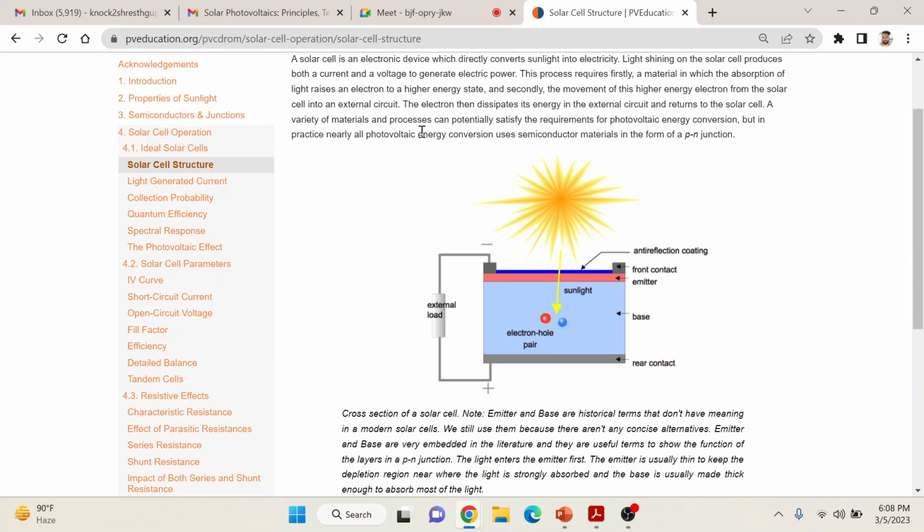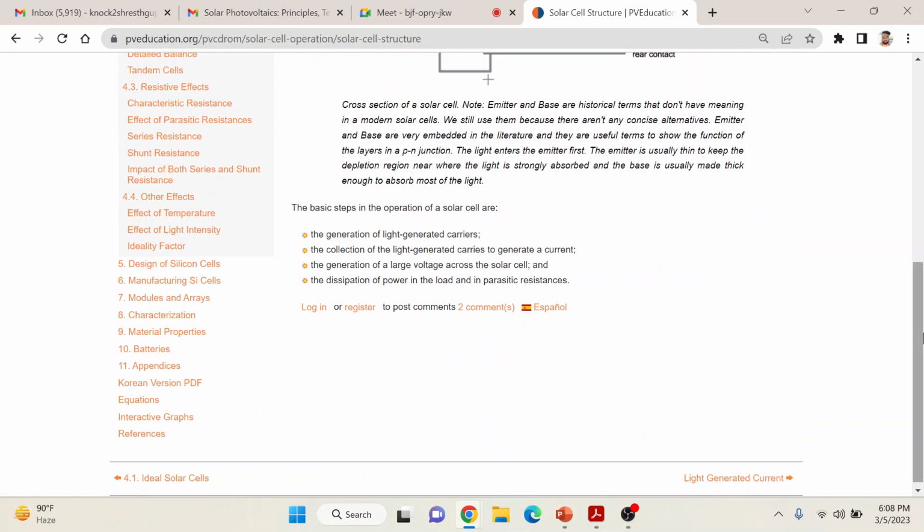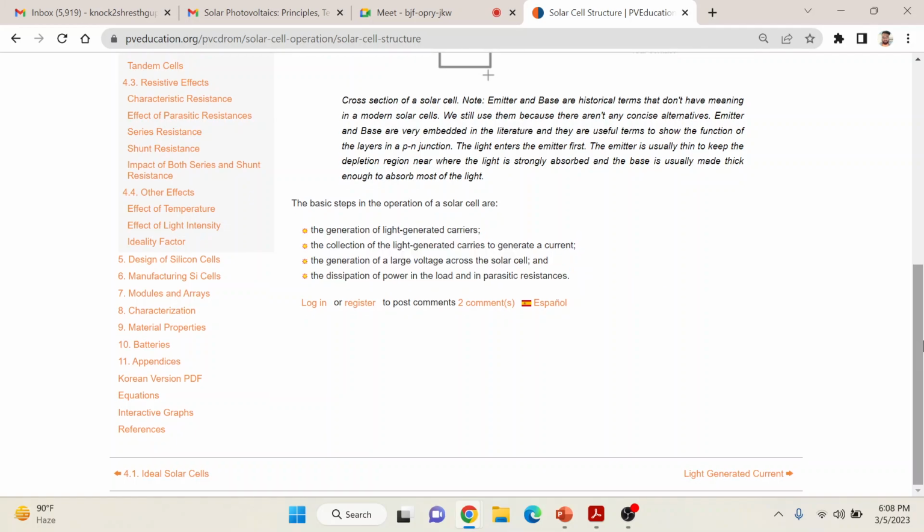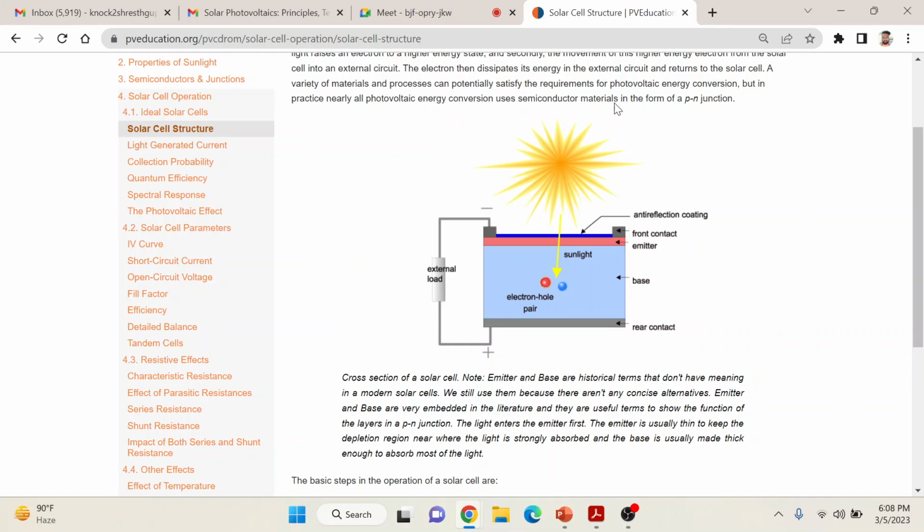A variety of materials and processes can potentially satisfy the requirements for photovoltaic energy conversion, but in practice, nearly all photovoltaic energy conversion uses semiconductor materials in the form of a p-n junction. The basic steps in the operation of the solar cell are the generation of light generated carriers, the collection of light generated carriers to generate a current, the generation of a large voltage across the solar cell, and the dissipation of power in the load and parasitic resistances. So these are the four basic steps.